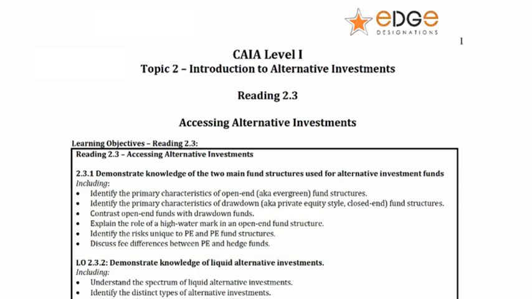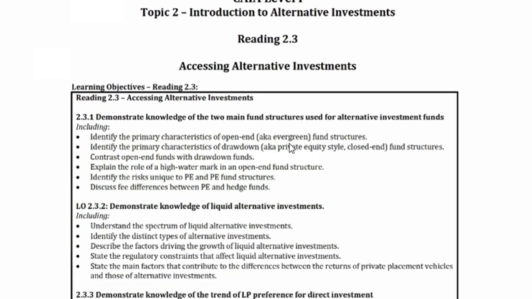EDge Designations, CFA Level 1, Topic 2, Introduction to Alternative Investments. This is the third reading or third chapter in Topic 2, Reading 2.3, Accessing Alternative Investments. Let's get ourselves going straight away into this particular reading.